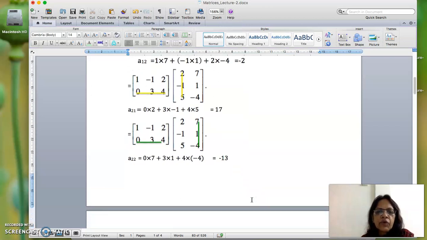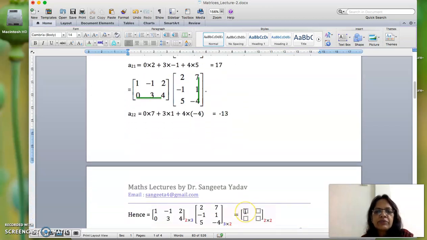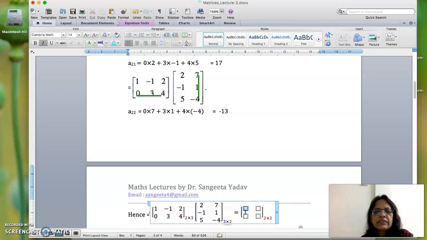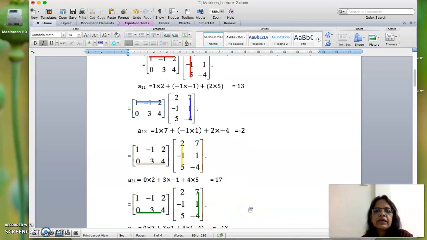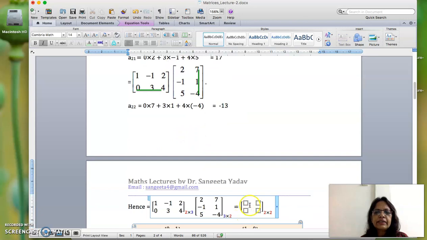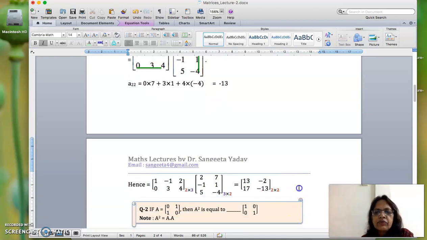So this is what we have got, and then the final result, now you can substitute the values over here. The first element A11 came out as 13, then minus 2, this was 17, and this is equal to minus 13, right? So this is the product of the matrices.